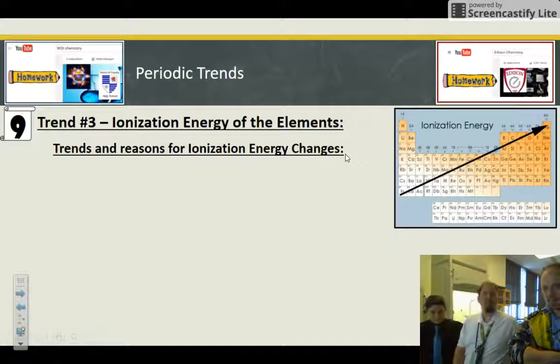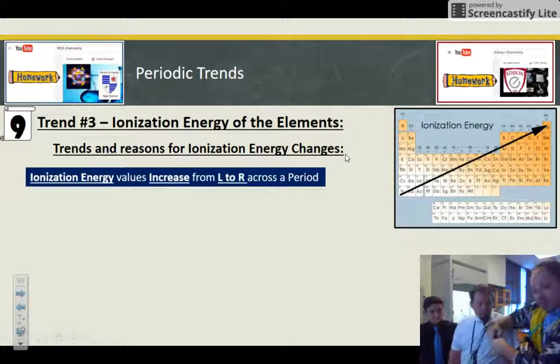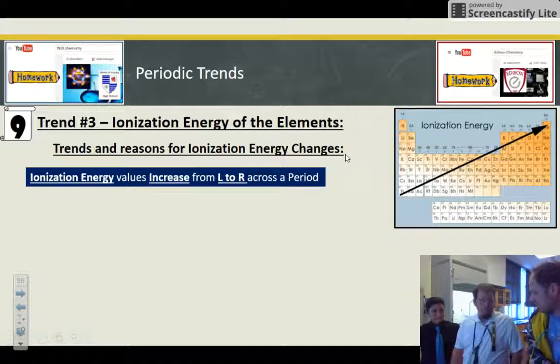Trend number 3, ionization energy. Ionization energy is the energy needed to remove the outermost electron. So once we get that definition straight, we can apply it. It's how much energy it actually takes for me to take them electrons. Right. And so we can make some analogies here.